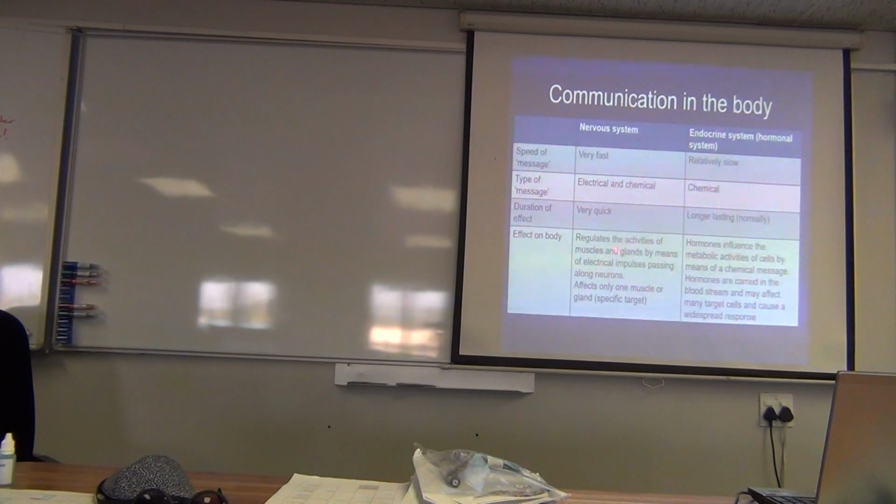Okay. The nervous system regulates the activities of muscles and glands by means of electrical impulses passing along little cells called neurons. Do you remember neurons from last year? Okay. And it's very specific in its target. It will only affect one muscle or gland or a few muscles or glands. So an example would be the eye sees the step, this leg muscle and that leg muscle take my foot up higher. Okay, and then those ones also go up higher.